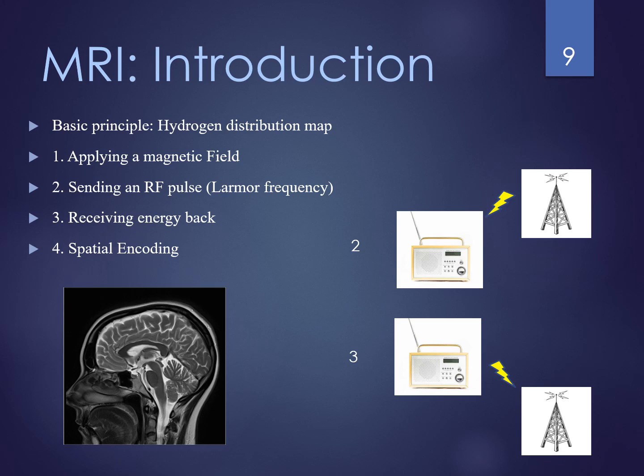And then a radio frequency pulse is sent at a certain frequency called the Larmor frequency, which is determined by the magnetic field strength and a constant that is different for each atom. After sending that energy, the protons store that energy, and then when the RF pulse is turned off, that energy is sent back, and then we can measure that energy to find out how many hydrogen atoms are there. And then something called spatial encoding can be used to determine the position of different signals.